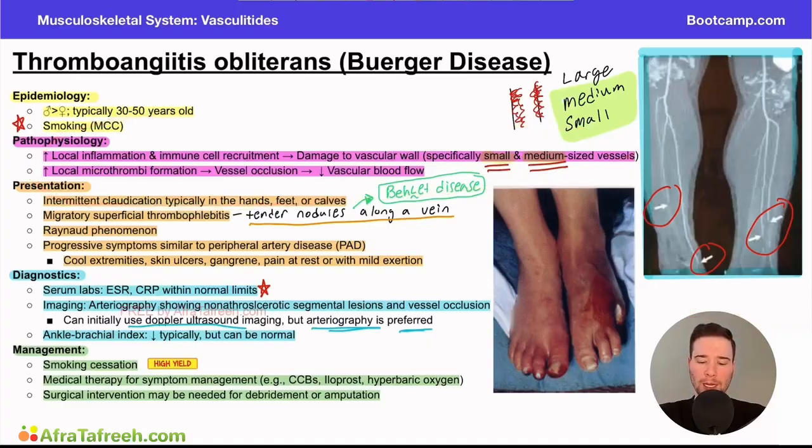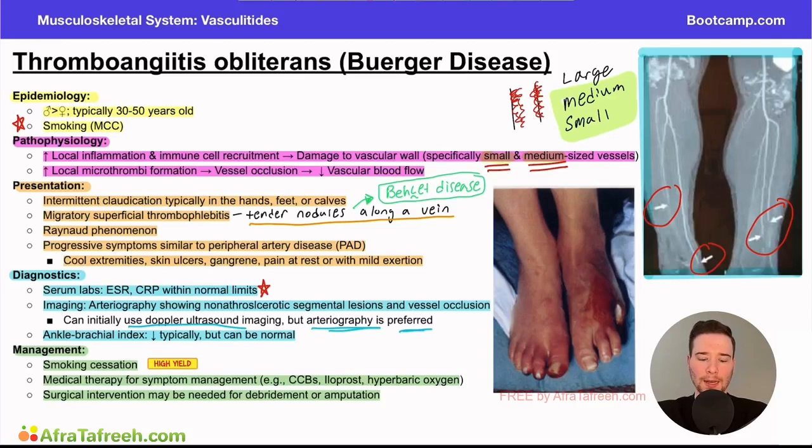When we talk about the presentation here, we think about things that would occur if a patient had less distal blood flow to the extremities. A very classic one is going to be intermittent claudication. We talked about migratory superficial thrombophlebitis, and this can be an early sign of what is to come in terms of ischemia to distal tissues. Patients can also present with Raynaud's phenomenon, as well as similar findings that you would see in PAD.